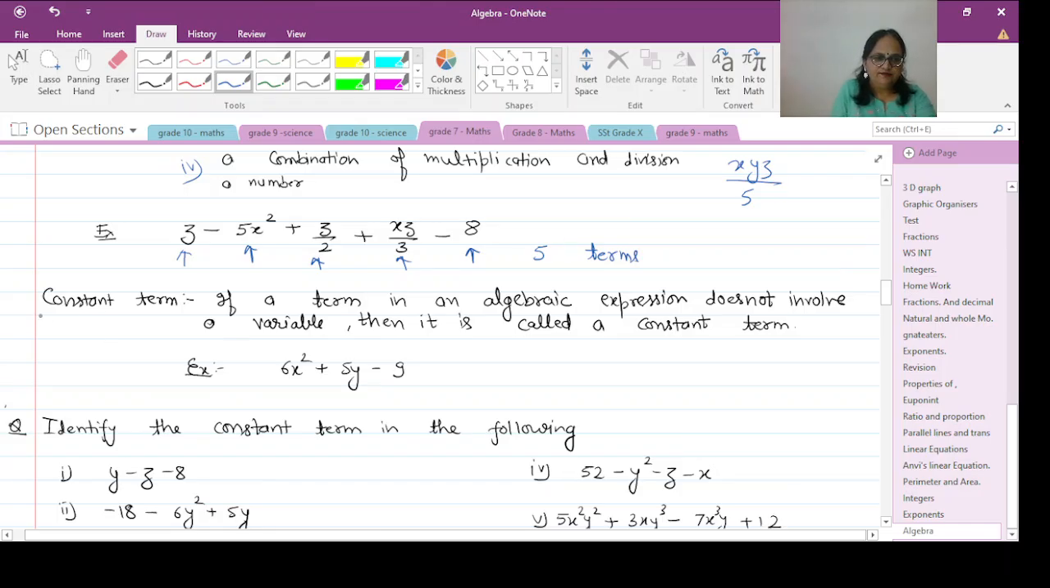What is a constant term? If a term in an algebraic expression does not involve any variable, if there is no variable at all, that is called a constant term. For example, in the previous example that I gave, 8 is a term which does not have any variable, simply a constant. So what is this, beta? This is a constant term. For example, 6x square plus 5y minus 9. So what is 9 here? Minus 9 is a constant term.